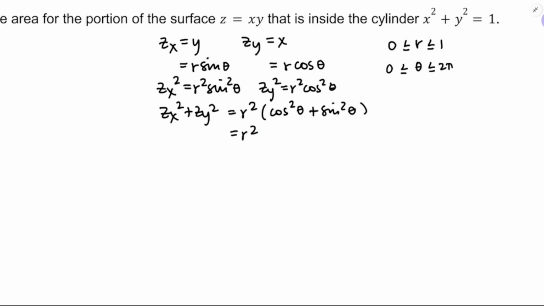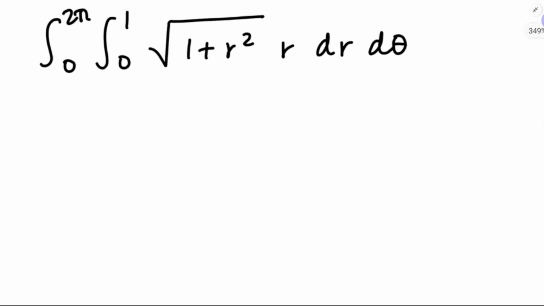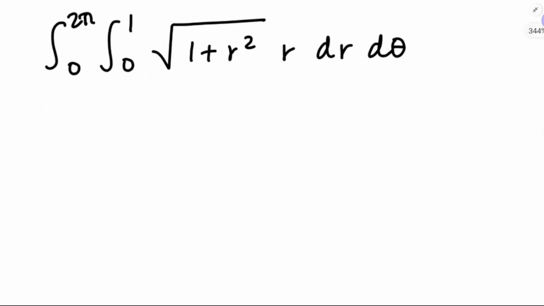Okay, now we're going to be double integrating. Theta going 0 to 2 pi, r going 0 to 1. The square root of 1 plus r squared, okay, because it's 1 plus zx squared plus zy squared. dA is r dr d theta. Okay, then go in here. I'm just going to do the exact same thing as before. I'm going to do u substitution.